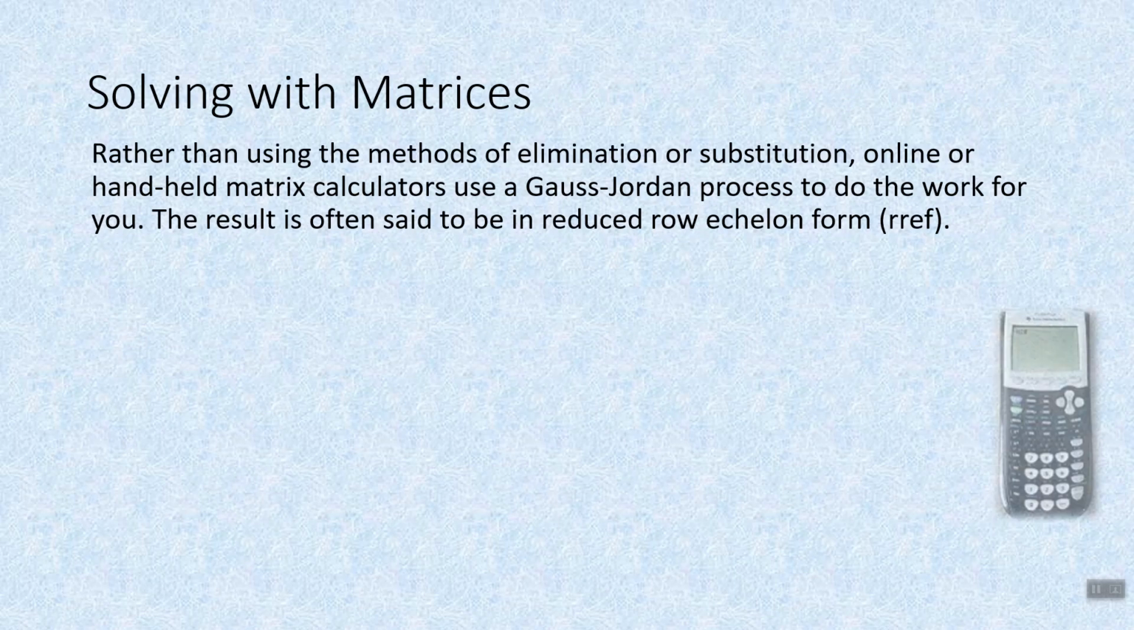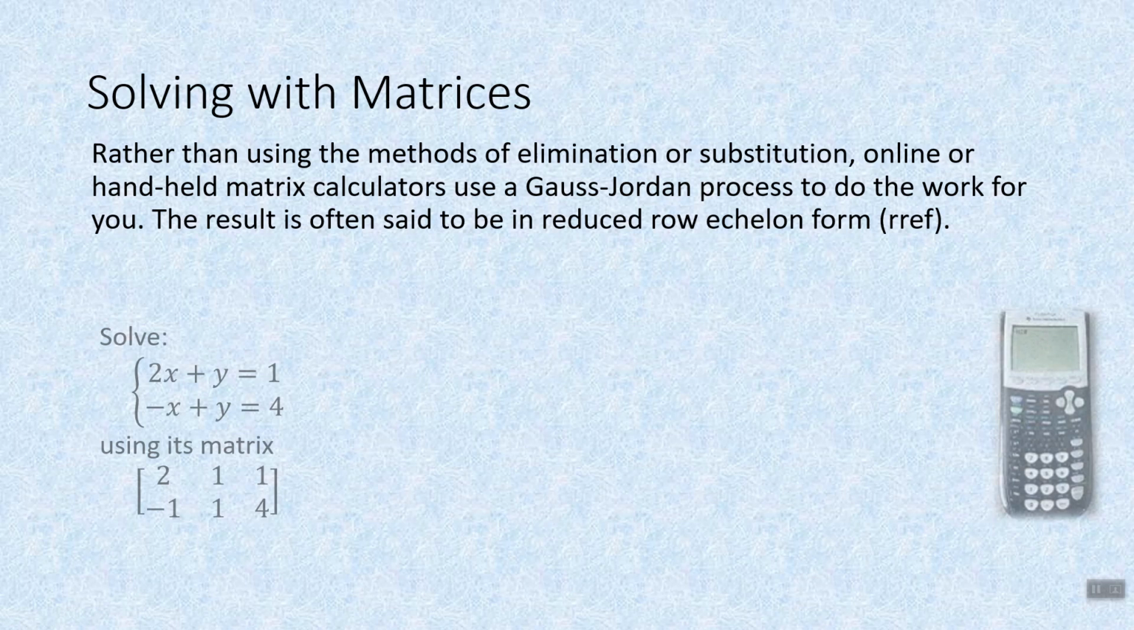So rather than using the methods of elimination or substitution, online or handheld matrix calculators use a Gauss-Jordan process to do the work for you. This result is often said to be in reduced row echelon form, or RREF command on the calculator. And for this demonstration, I'm going to use a standard TI-84. It's probably an 84 plus. It looks like maybe the silver edition.